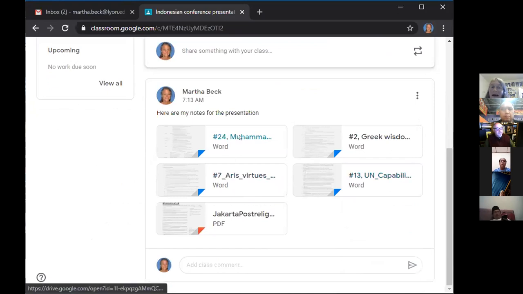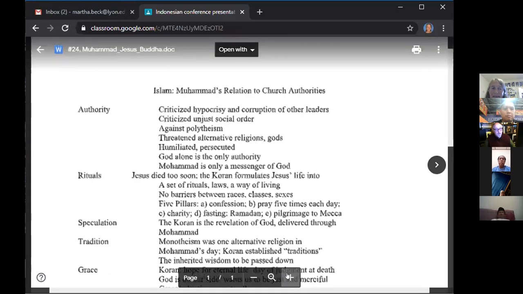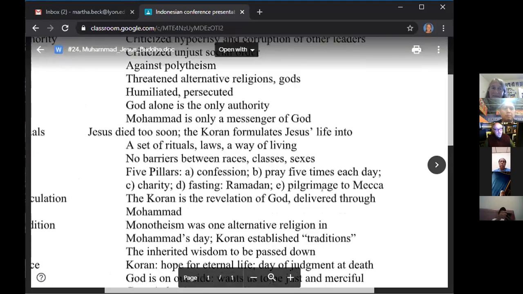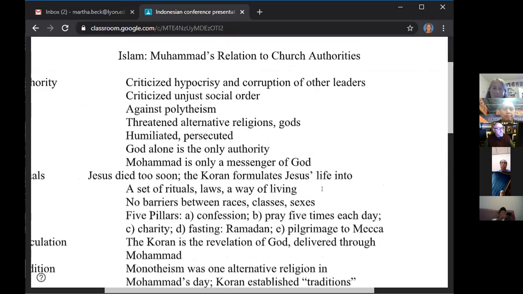Oh, yeah. So I see comparisons between Buddha, Jesus, Muhammad. And the other thing I do is compare Confucius. Socrates has all those Aristotelian virtues. Socrates, Jesus, Confucius, Buddha, Muhammad, and Gandhi. And it's really a no-brainer. The students get this.